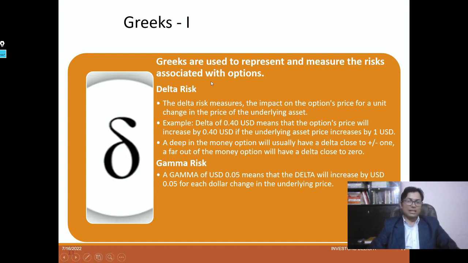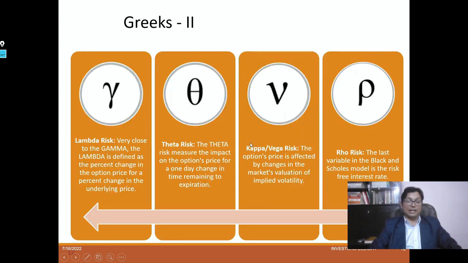Gamma is something like delta only, but here it is the double derivative of the security, or the single derivative of delta itself in terms of the underlying. So if a gamma is 0.05 USD, it means that delta will increase by 0.05 for each dollar change in the underlying price. So that way we can understand delta and gamma. And now we will see what lambda risk is. Very close to gamma, lambda is defined as the percent change in the option price for a percent change in the underlying price. So it is like gamma only but a little different.